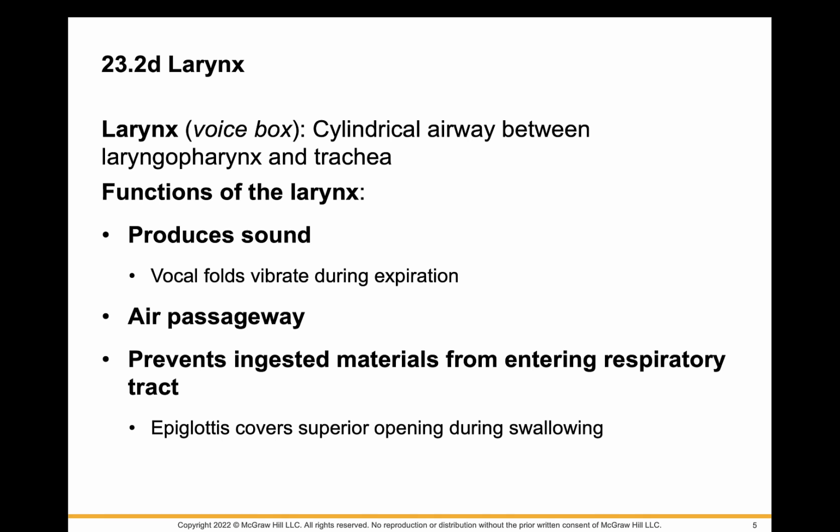The larynx is the voice box. This is a cylindrical airway between the laryngopharynx and the trachea. There are a number of functions that are associated with the larynx. One of its more predominant functions is sound production. This is due to vocal folds which vibrate during expiration. It acts as an air passageway. It also prevents ingested materials from entering the respiratory tract, and this is due to the epiglottis. The epiglottis covers the superior opening during swallowing.